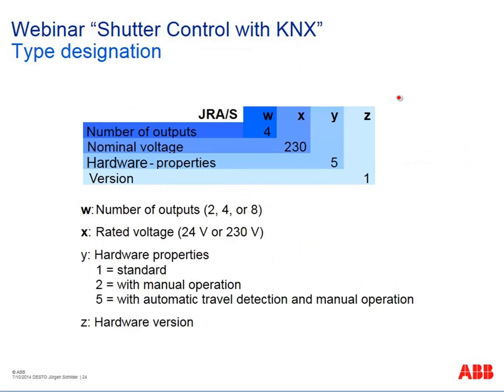The components, as already mentioned, with 5, 2 and 1 in the middle, JRS, abbreviation for our shutter actuator. The first number means the number of channels or outputs, and the voltage is the next number, and then the version number or hardware number. 5 stands for automatic travel detection and manual operation, 2 for manual operation only, and 1 for standard. And then we have a hardware version additionally, which is not so important here at the moment.